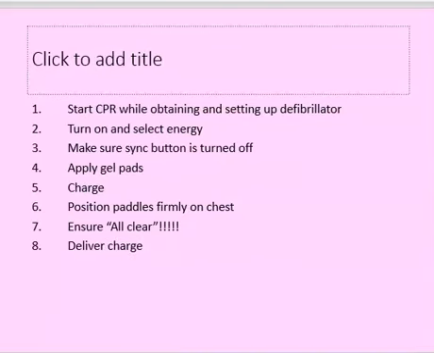Start CPR while getting ready to go. Turn it on. Select the energy. Make sure the sync button is turned off. We use the sync button when we do cardioversion. Put the pads on, charge it. Yell all clear. Make sure you stand back. Put your hands up in the air. You will not be bagging them during this time. Deliver the charge.